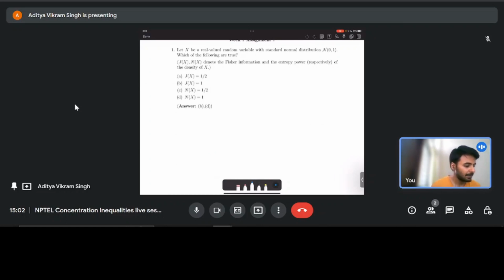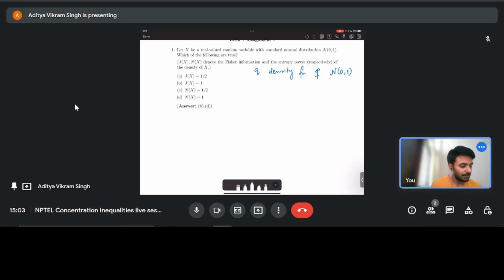Let x be a real valued random variable with standard normal distribution. Which of the following are true? Jx and Nx denote the Fisher information and the entropy power of the density of x. Let me recall what Fisher information is. Suppose q is the density function of this normal 0 1 random variable.